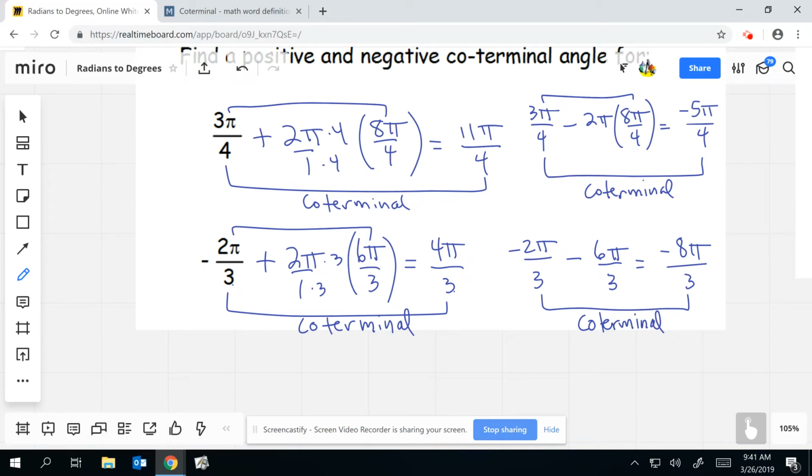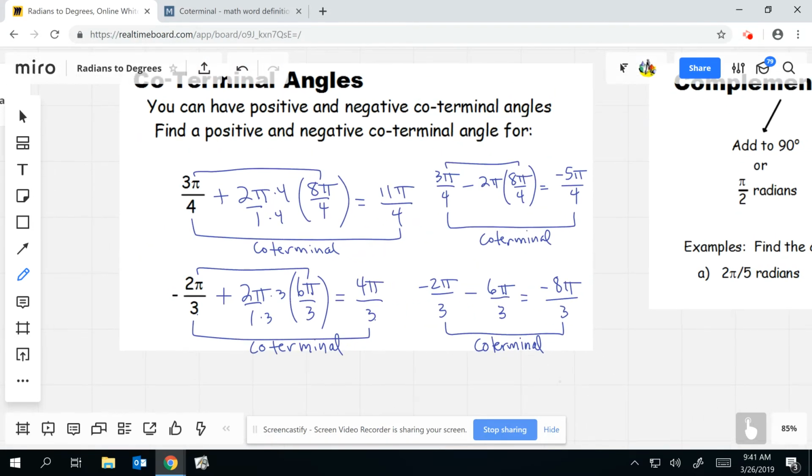So those two angles would still be in the same place, one extra rotation around. This negative 8 pi over 3 is more than a full rotation. It's more than a 2 pi. All right, that's coterminal.